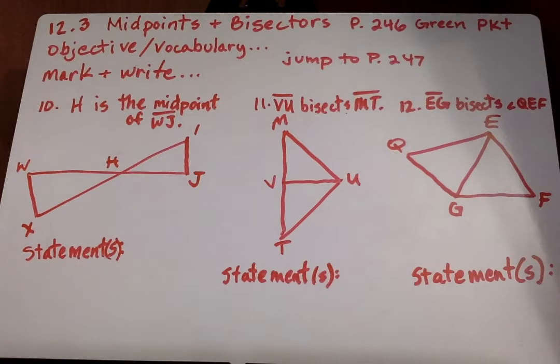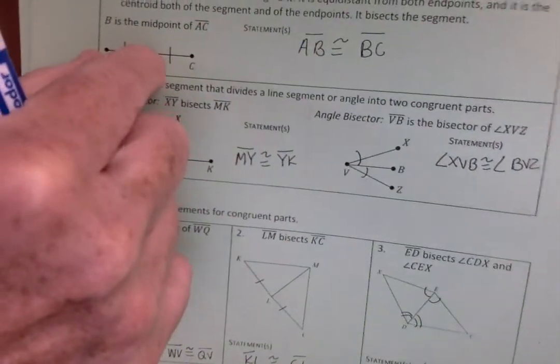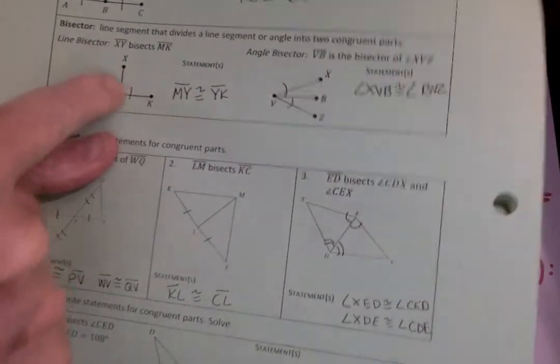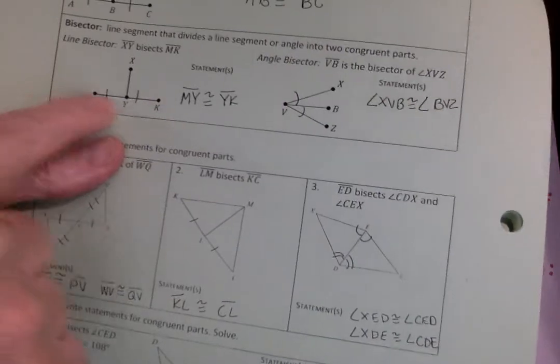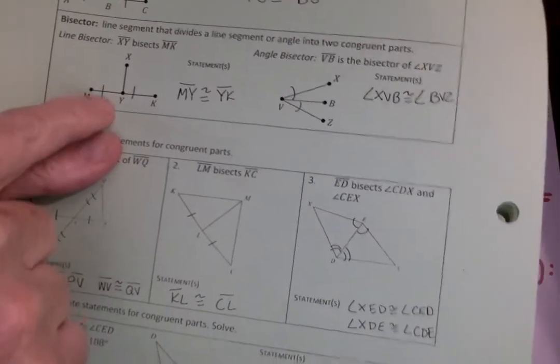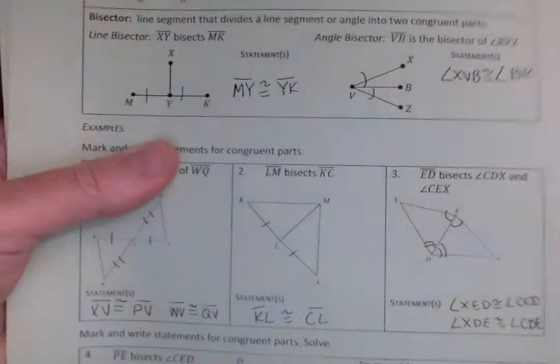Midpoint, it's the middle point of a line segment. It is equidistant, which means equal distance from both endpoints, and it is the middle of the segment. It bisects the segment. Our statement: AB is congruent to BC. Since B is the midpoint here, it's basically saying AB is congruent to BC.